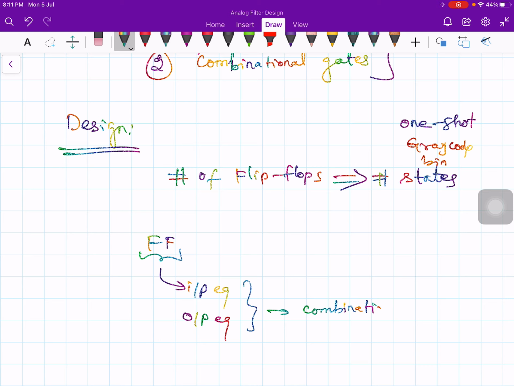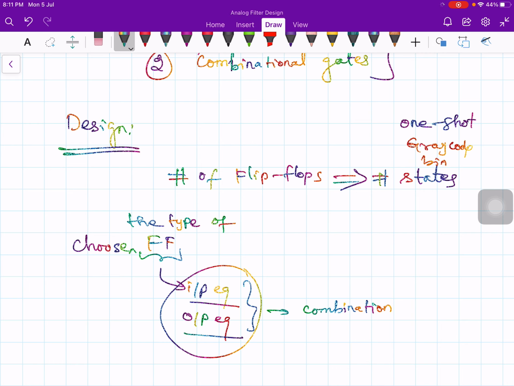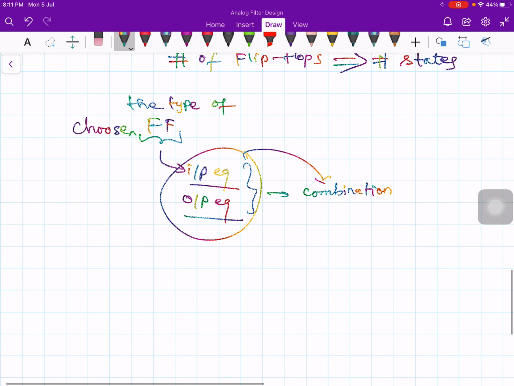So first you have to choose the type of flip-flops. And then from the type of flip-flops and the state table, we are going to find the input equations and output equations. Once you know the input equations and output equations, you can find the combinational structure or combinational circuit.